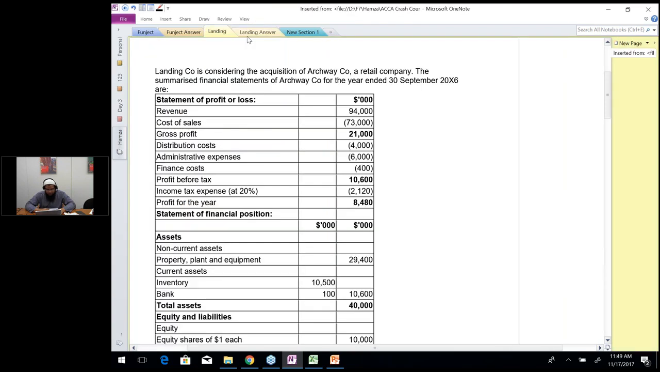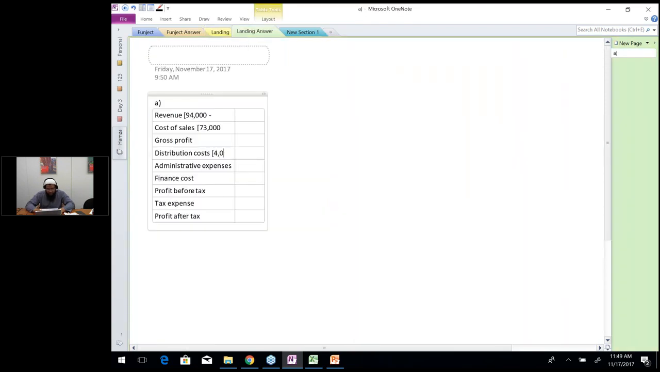So the distribution cost is 4,000. Admin expenses are 6,000. Finance cost is 400 and tax expense is 20%. So this is the income statement that we have just copy pasted so that we can adjust this.